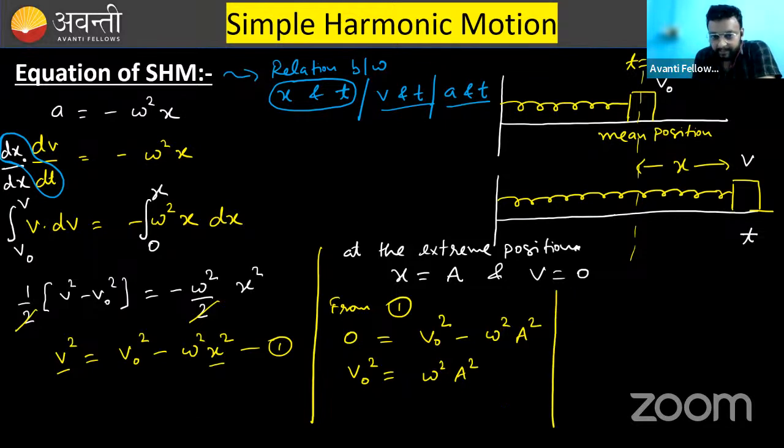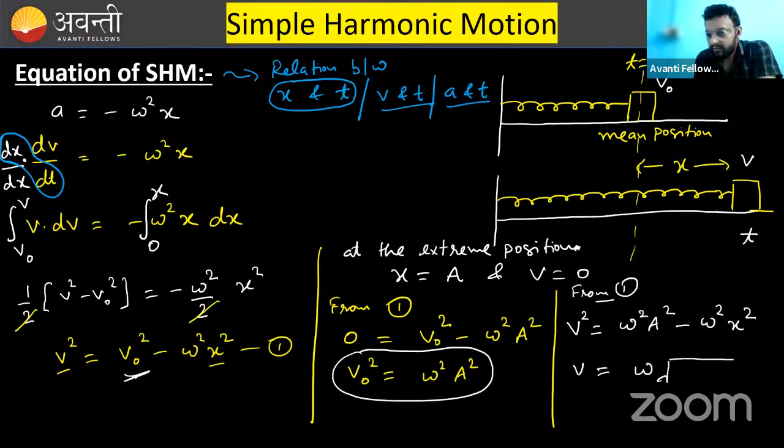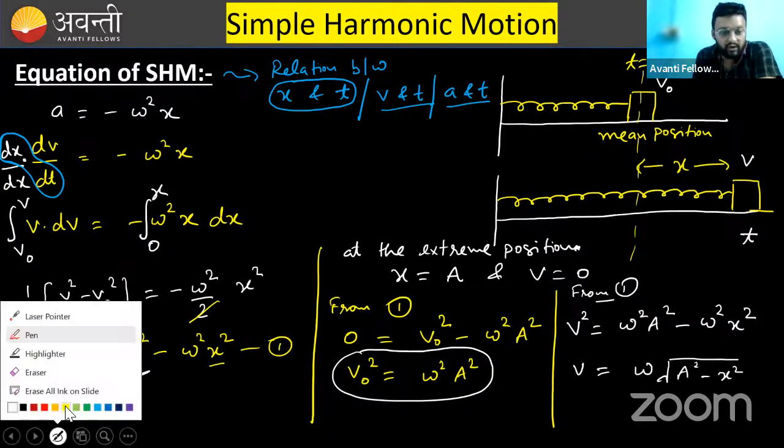Now again, put this value of v naught square in equation 1. So v square equals v naught square, which is omega square a square, minus omega square x square. You can take omega square as common, so v will become omega root of a square minus x square. This is the golden relation.